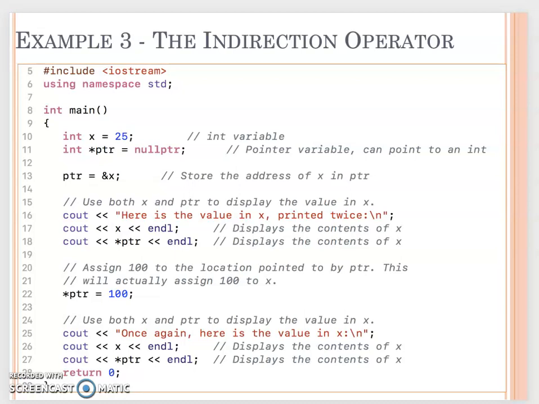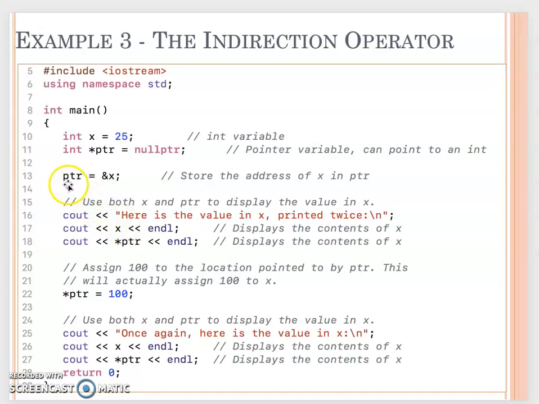So in example 3, let's see how we use the indirection operator to access the value of the referred variable through the pointer variable. We can see here we have int x equal to 25. We can initialize our int pointer to the null pointer, or later we can update that. You can just initialize and assign it to refer to x. Afterward, you can access the x value through x.